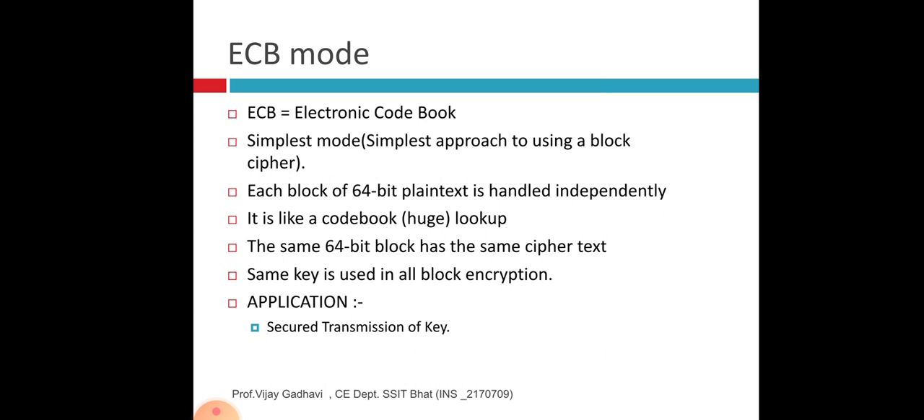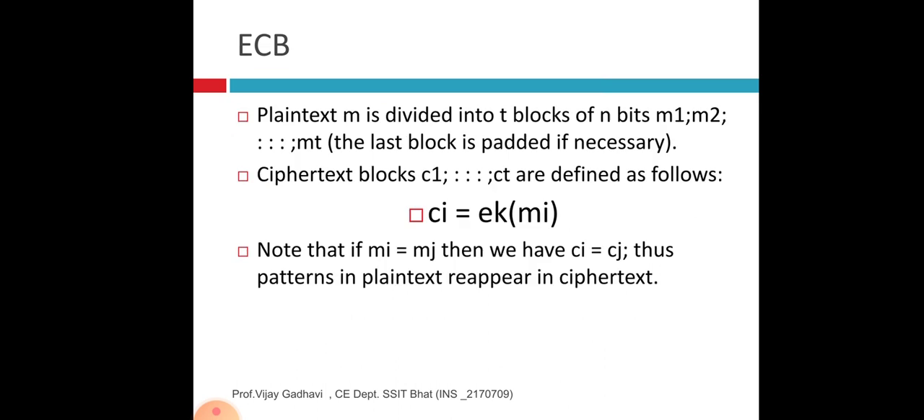ECB mode, ECB, that means electronic code book, is the simplest mode because it is the simplest approach to using a block cipher. Each block of 64 bits is handled independently. We also studied this in Unit 2 in the DES algorithm, where you may remember 8 bits are considered parity bits. It is like a code book, using lookup. The same 64-bit block gives the same ciphertext, and the same key is used in all block encryption. The application is secure transmission of keys.